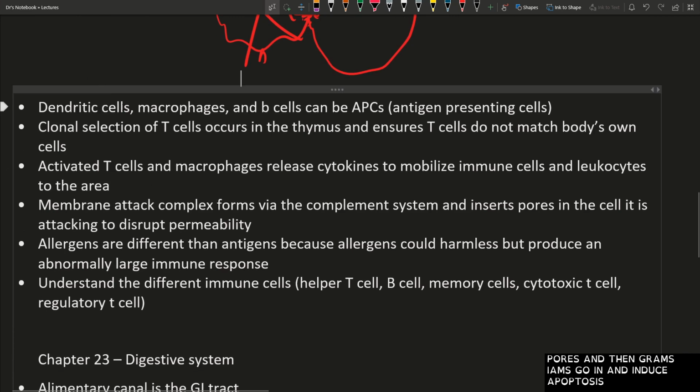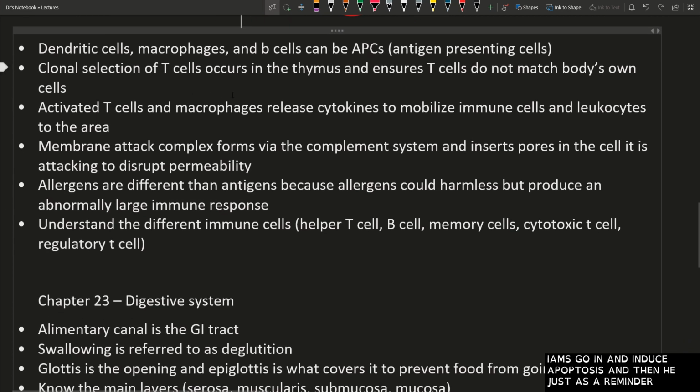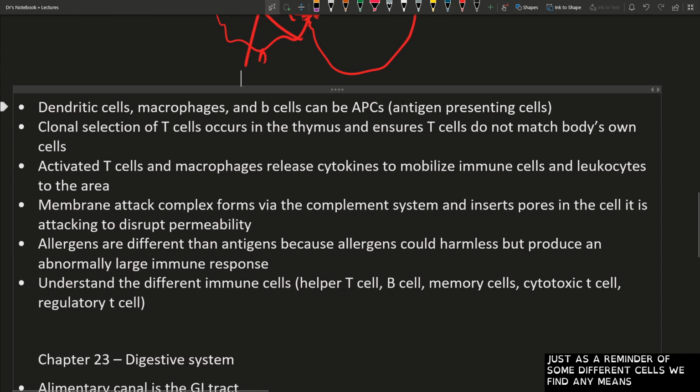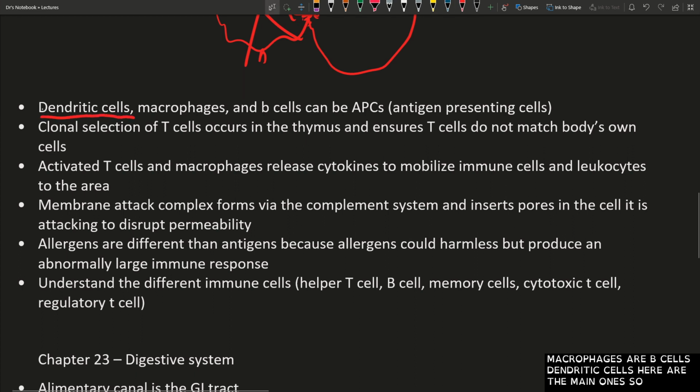And then here, just as a reminder of some different cells we find in the immune system. Antigen-presenting cells, or APCs. These can be dendritic cells, macrophages, or B cells. Dendritic cells here are the main ones. They are the initial responders to the immune system. So let's say a pathogen gets in your skin. Dendritic cell eats it up, presents the fragments on its surface, runs to the adaptive immune system and says, hey, look what I found, mount an immune response against this.